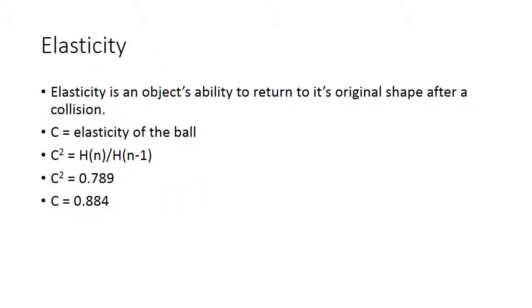During collisions such as a bouncing ball, there is a relevant property called elasticity, which is the object's ability to return to its original shape. If we call the elasticity of the golf ball c, we get that c squared is the ratio between the heights of each subsequent bounce, which is also equal to 0.789. This helps us find that the elasticity of a golf ball is 0.884, which we will use in the Python model.